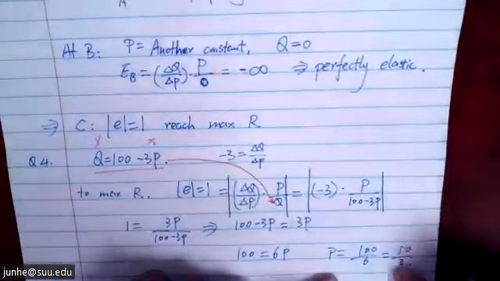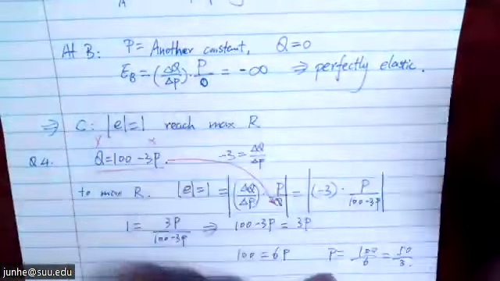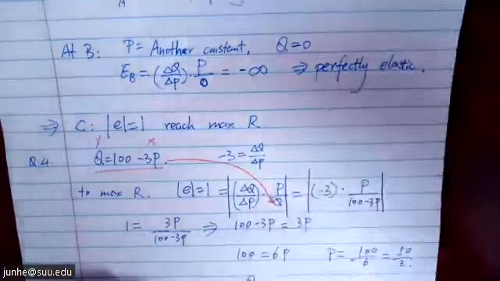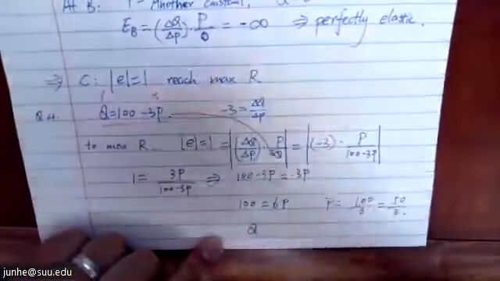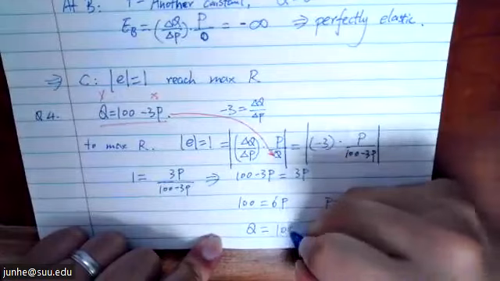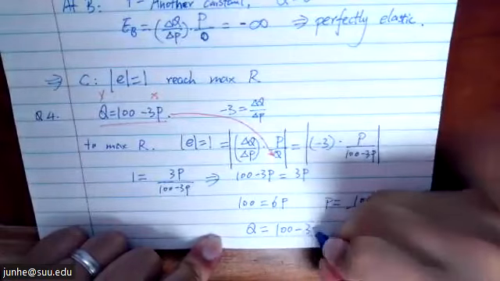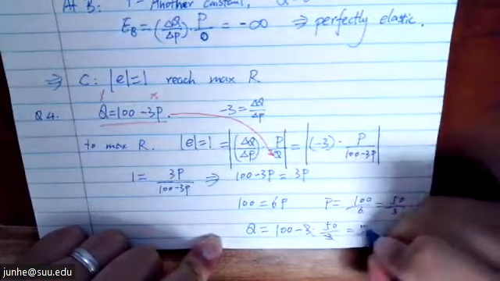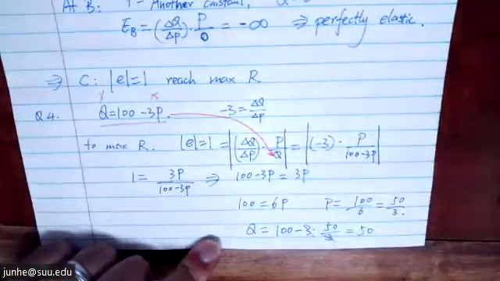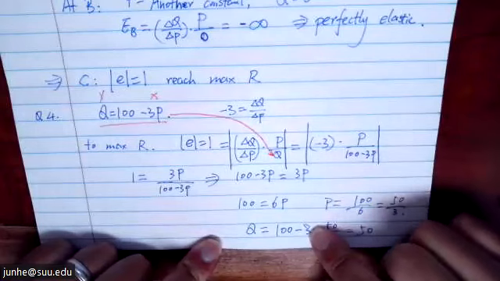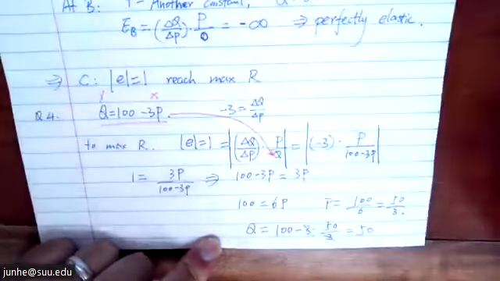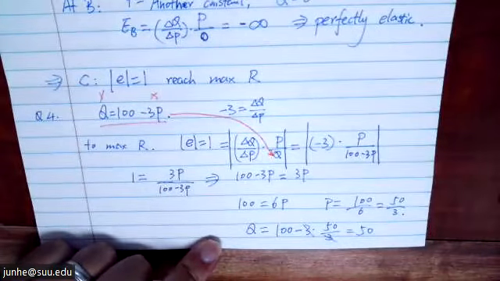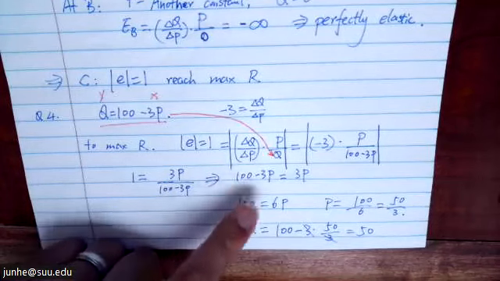Then you can plug this P back into the equation to find Q. So Q equals 100 minus 3 times 50 over 3, and the 3 cancels, which gives 50. These are the P and Q that maximize your revenue, utilizing the unitary elasticity feature.